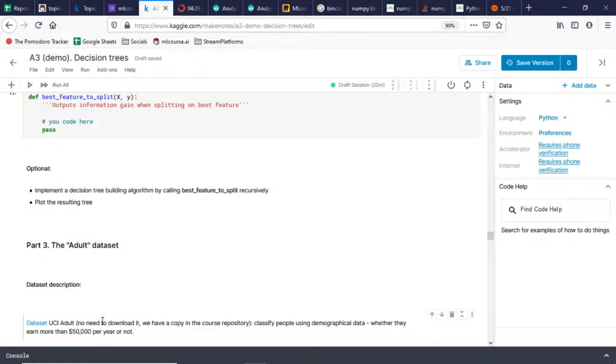Okay, so they built a tree, they trained it. So they're doing cross validation here.